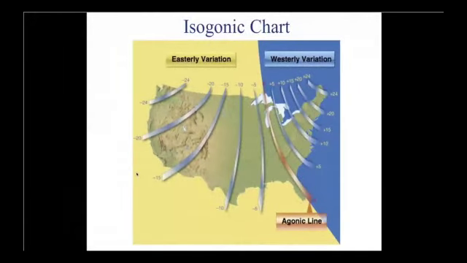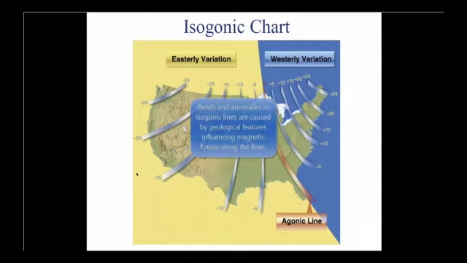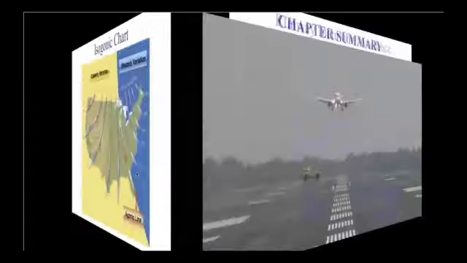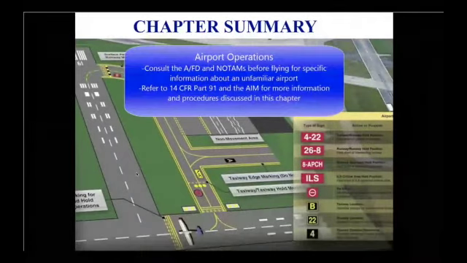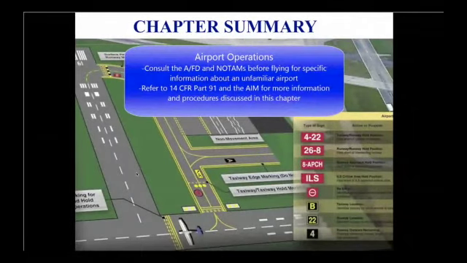An isogonic chart is shown here. Minor bends and turns in the isogonic and agonic lines are caused by unusual geological conditions affecting magnetic forces in these areas. This tutorial focused on airport operations, both in the air and on the surface.